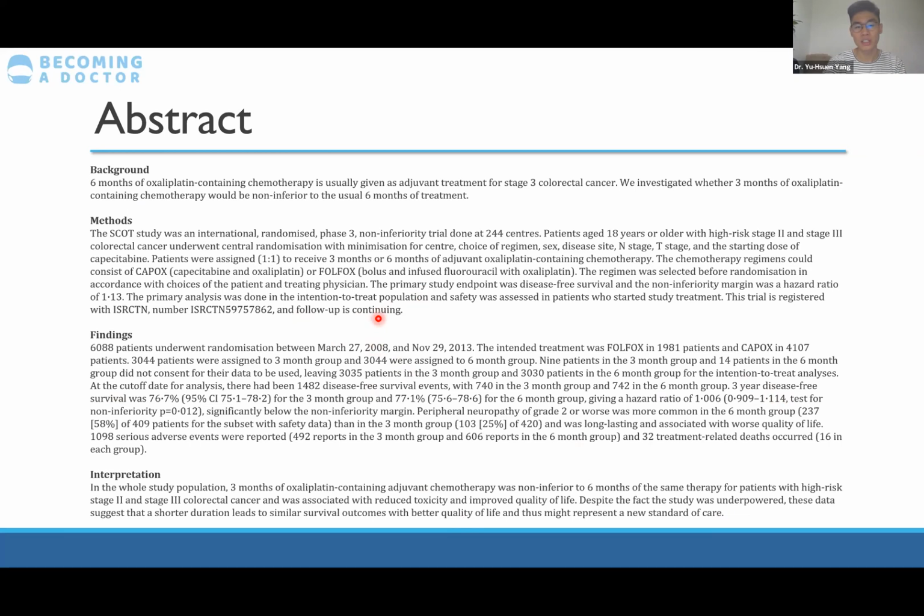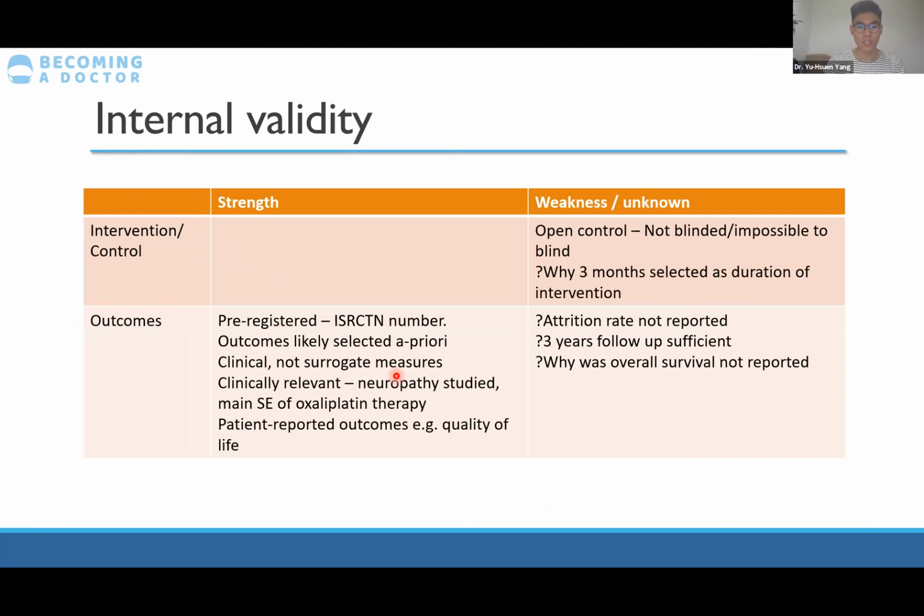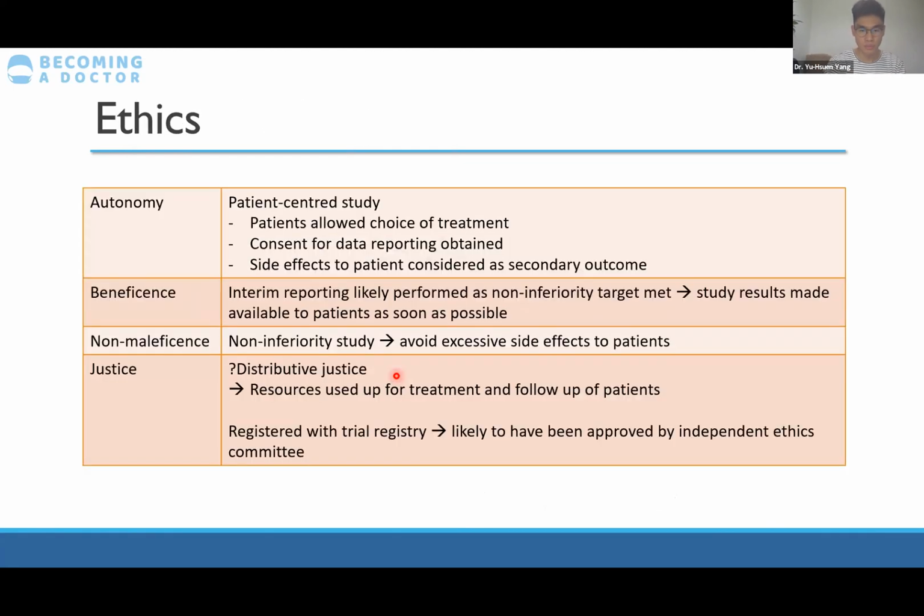But the reason why they published this data was because this was an interim analysis that was done, because at an interim level, the two arms were shown to be similar in results to each other. So if you look at what I've written here, it's likely because the non-inferiority target or hazard ratio of 1.13 was met. I think the hazard ratio was in fact 1.02 or something. That interim reporting was performed.